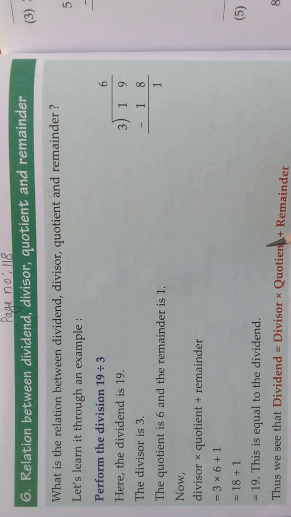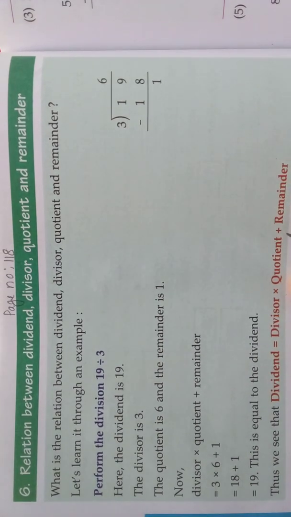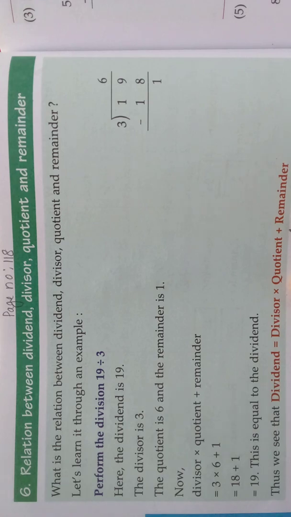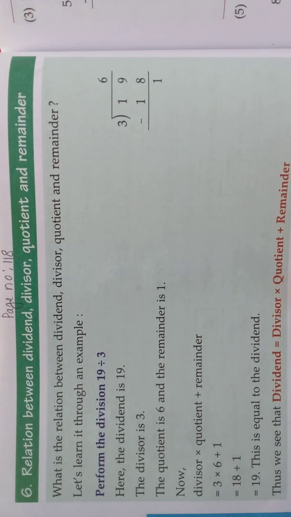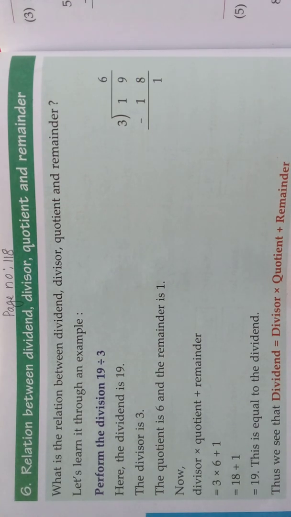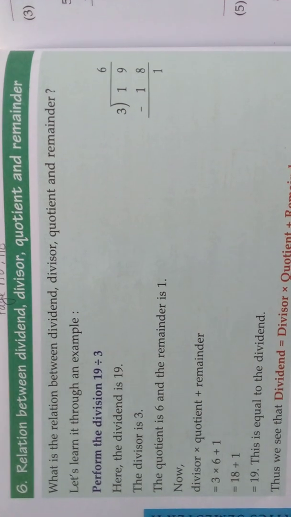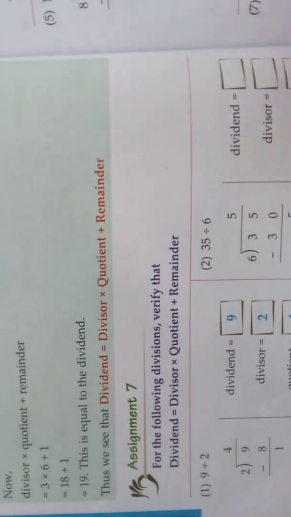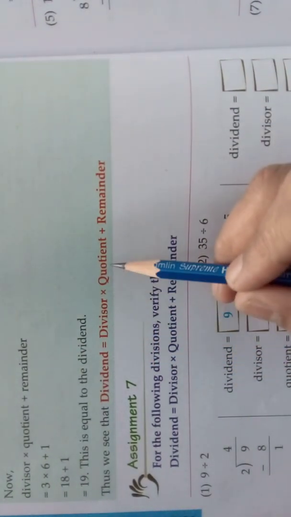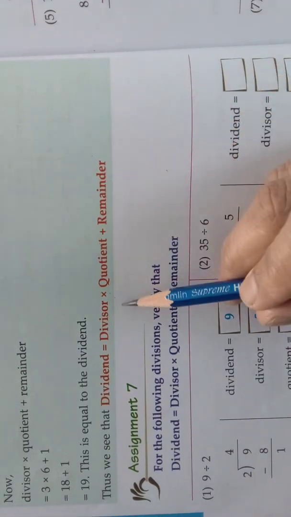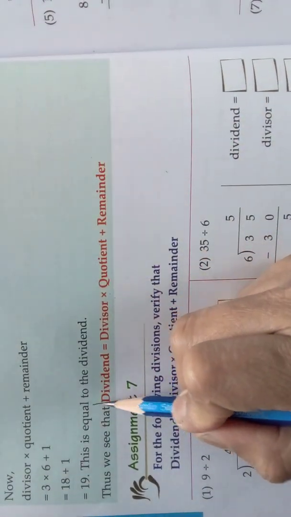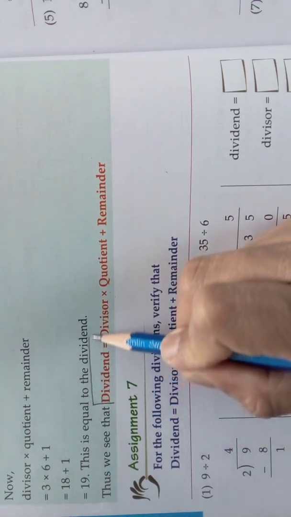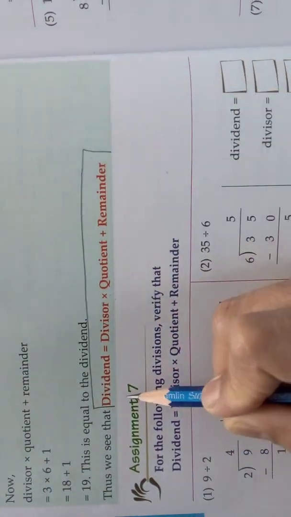Relation between dividend, divisor, quotient and remainder. So, we know division means dividend will be there, divisor will be there, quotient will be there and remainder will be there. Remainder means whether it may be 0 or some number. So, what is the relation between these things? Come, we will see. There is a formula for it. Dividend is equal to divisor into quotient plus remainder. This is the relation between dividend, divisor, quotient and the remainder.